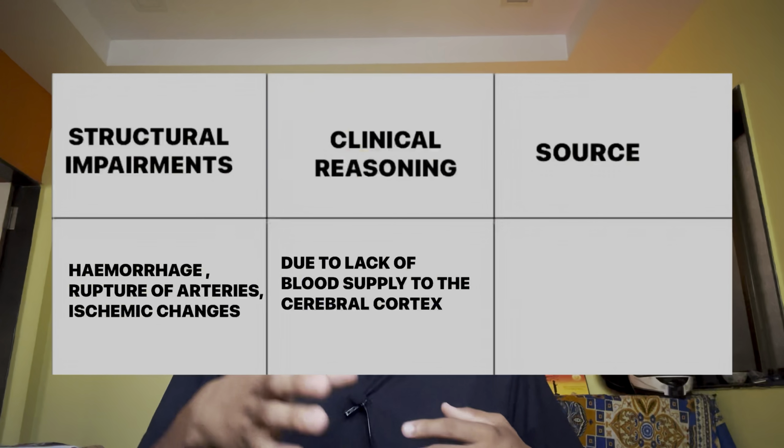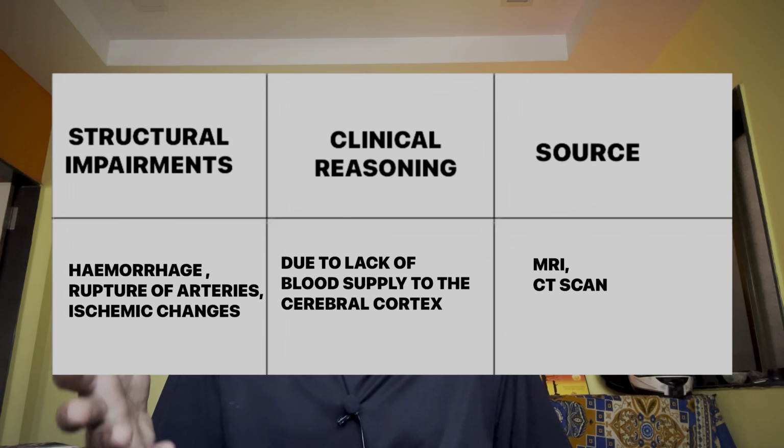And lastly, talking about the source, in the source you have to write how you came to know that yes, these structures are impaired. So in source you have to write about all the radiological findings or the investigations by which you came to know that these structures are impaired. Here we are talking about stroke. In stroke we can say that MRI will be a supportive finding or else CT scan will be a supportive finding. It means by looking at the MRI report you came to know that yes, there are ischemic changes in the cerebral cortex.